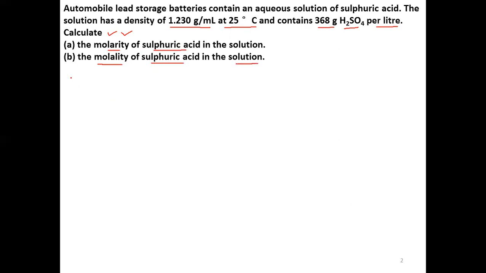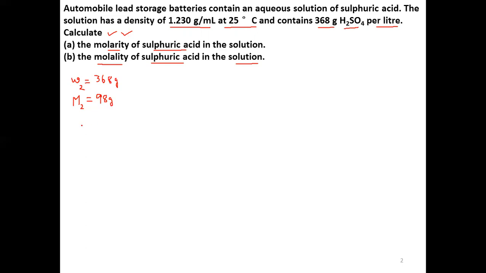We are given the weight of sulfuric acid. I will denote it by W. It is 368 gram. As it is solute, we can give it W2. We are also given the molecular weight of solute. As the solute is sulfuric acid, we can calculate its weight. It is 16 into 4, 64, 64 plus 32, 96, 96 plus 2, it is 98 grams.